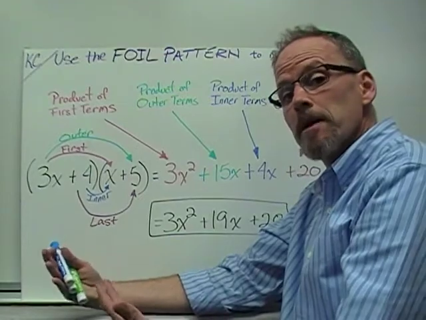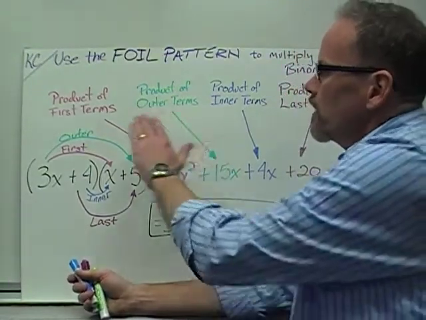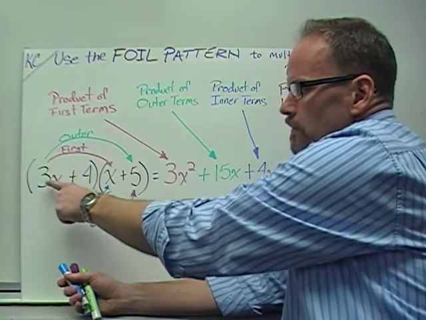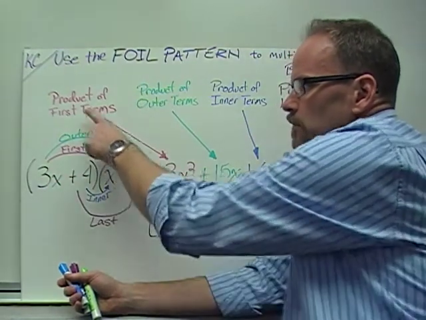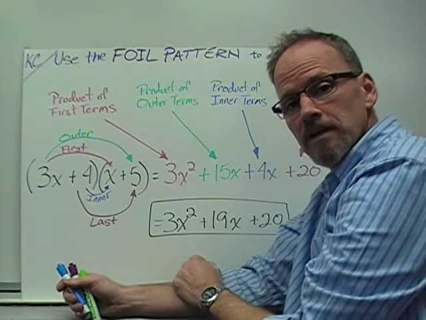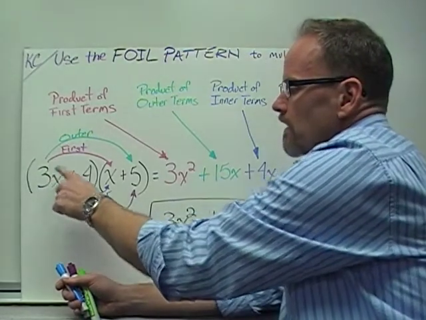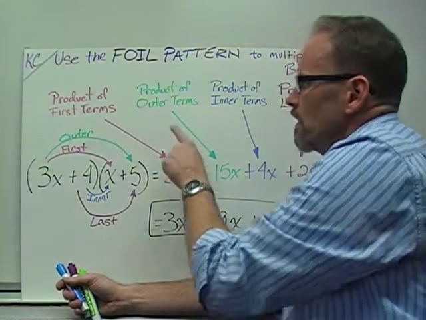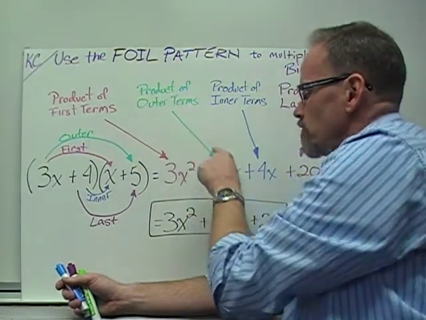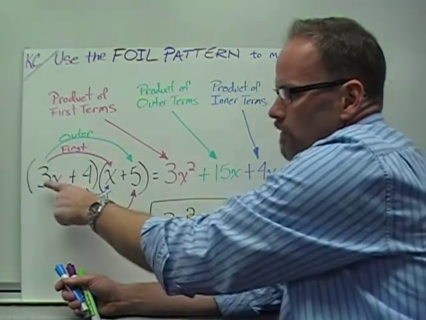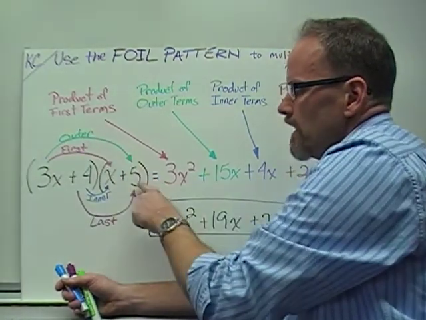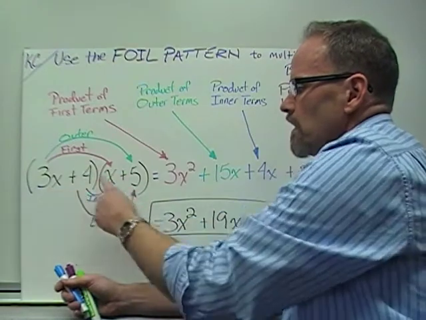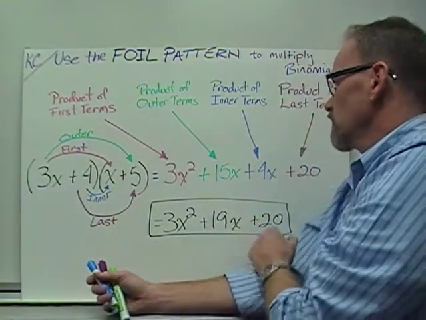Help you remember. So what it is the product of the first terms, meaning 3x times x. Remember, product is the answer to a multiplication problem. So 3x times x is 3x squared. Product of the first terms. Product of the outer terms came to 15x. So 3x, outer to the outer term, 3x times 5, 15x.